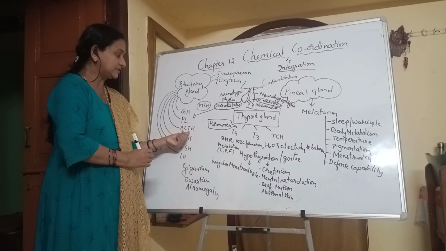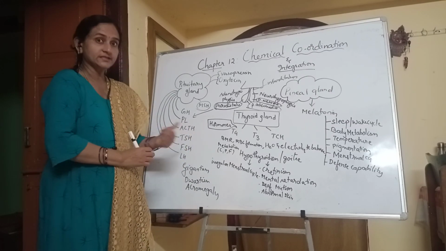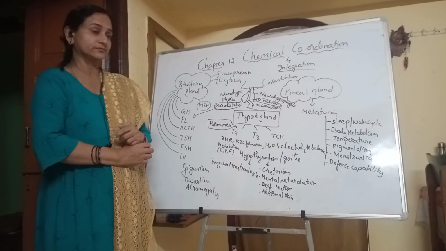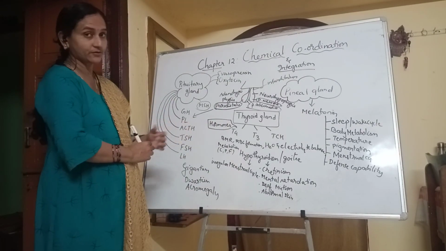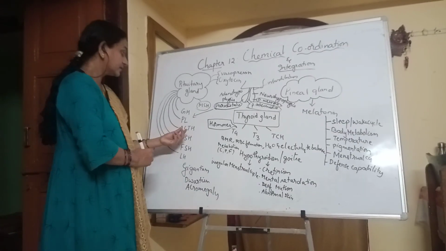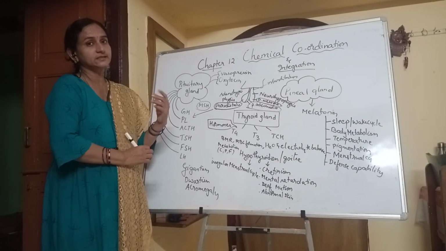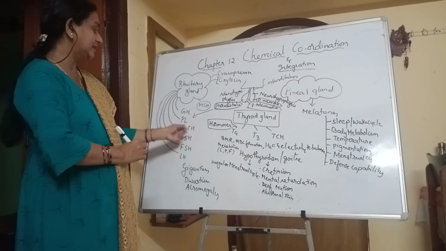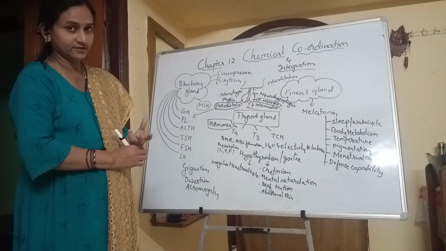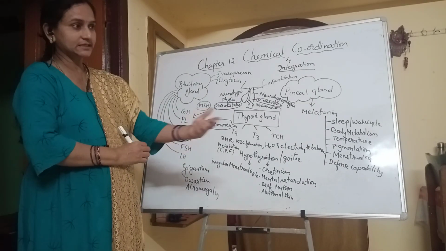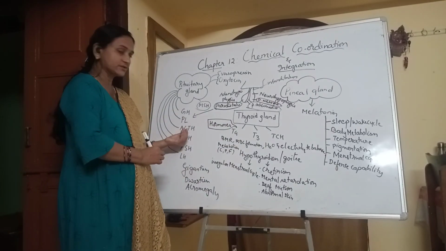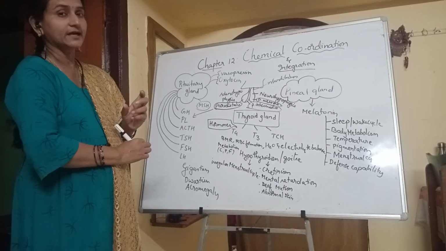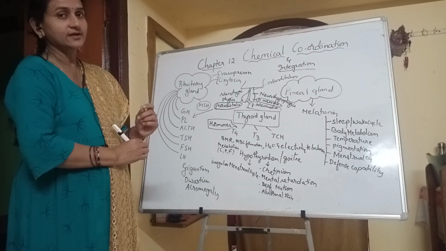Next, ACTH, adrenocorticotropic hormone. Adrenal, it is related to the adrenal cortex. At the cortex part of the adrenal gland, it releases certain steroids such as glucocorticoids, which we are going to deal with in detail in the next class. ACTH hormones are released by the cortex part of the adrenal gland. Example, steroids like glucocorticoids.